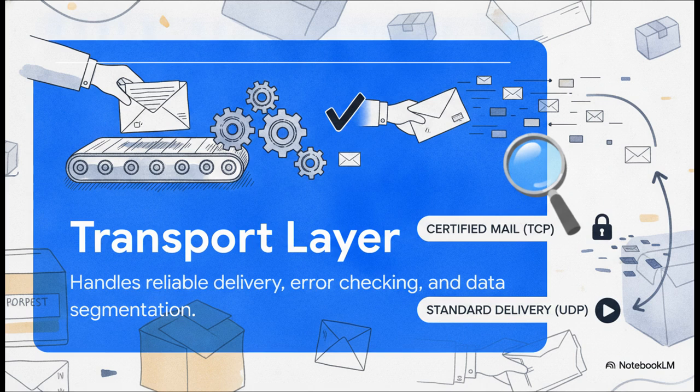It's lightning fast, but it doesn't guarantee every single packet arrives. That's actually perfect for live video streaming, where speed matters way more than perfection. Layer 4 also chops your massive piece of data into smaller, manageable chunks called segments.